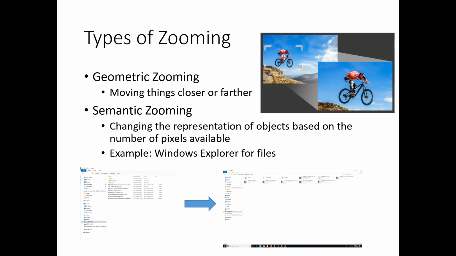Semantic zooming changes the representation of objects based on the number of pixels available. An example of this is Windows Explorer for files. So, here we see the file structure for the CS475 class. If we scroll in with our mouse wheel to zoom in, we can actually see larger view of those individual files and folders. And that's an example of semantic zooming. It also changes what information is available. So larger icons give less information available, whereas the smaller ones give the date modified, the type, and the file size.